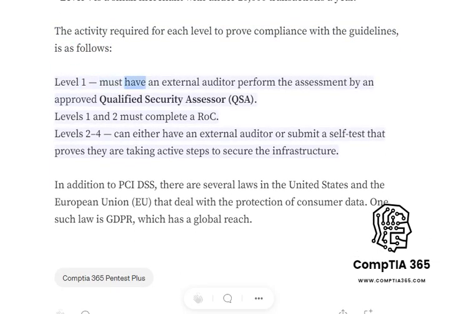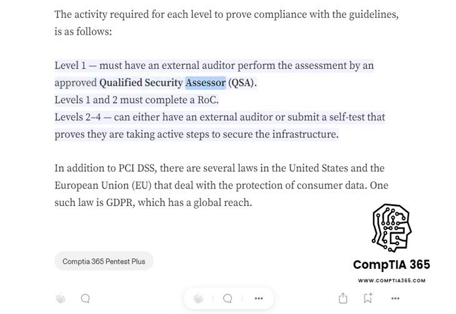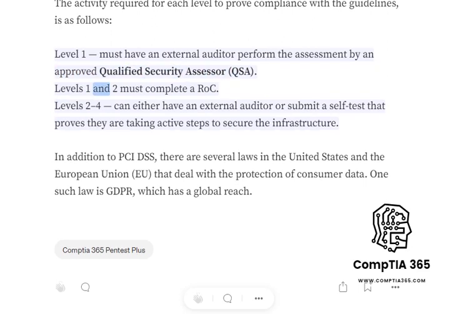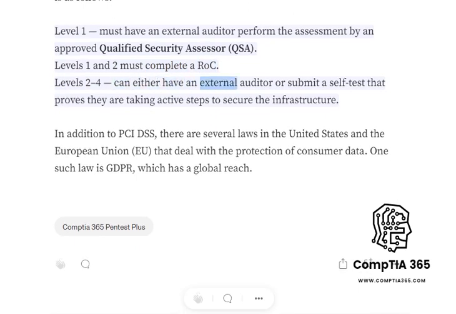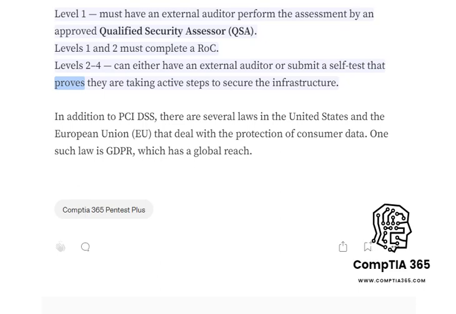Level 1 must have an external auditor perform the assessment, by an approved Qualified Security Assessor, QSA. Levels 1 and 2 must complete a ROC. Levels 2 to 4 can either have an external auditor or submit a self-test that proves they are taking active steps to secure the infrastructure.